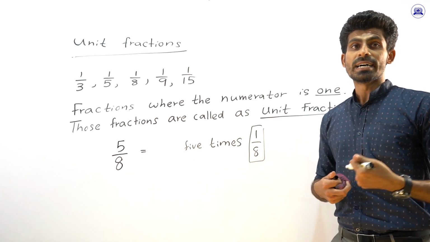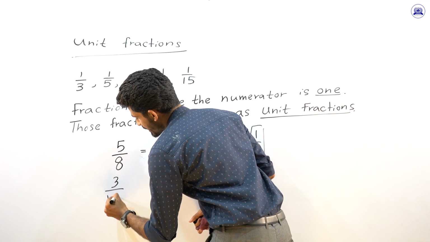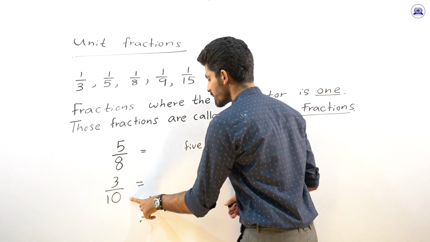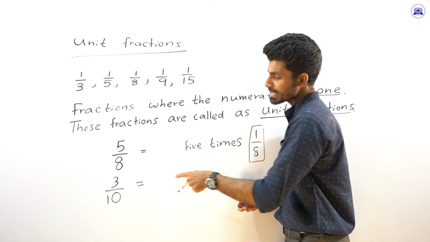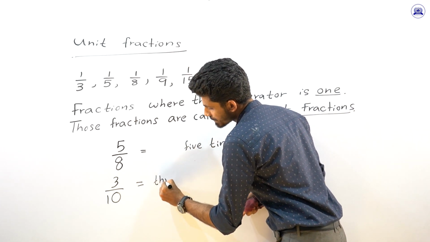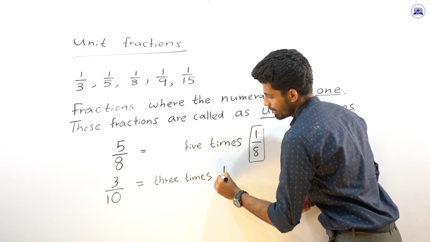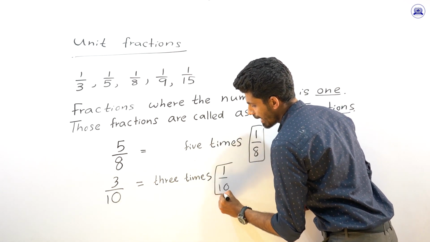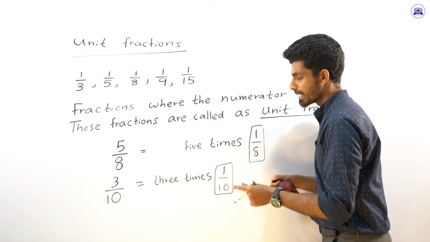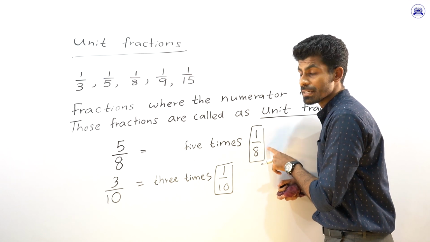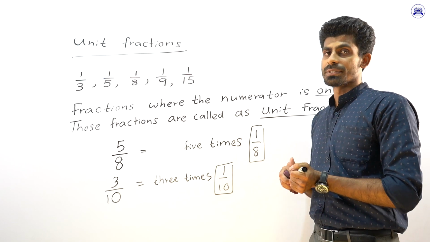Let's consider the second example, 3/10. 3/10 means 3 times 1/10, very easy. 3 times 1/10. 5 times 1/8. 3 times 1/10. So that is the thing.